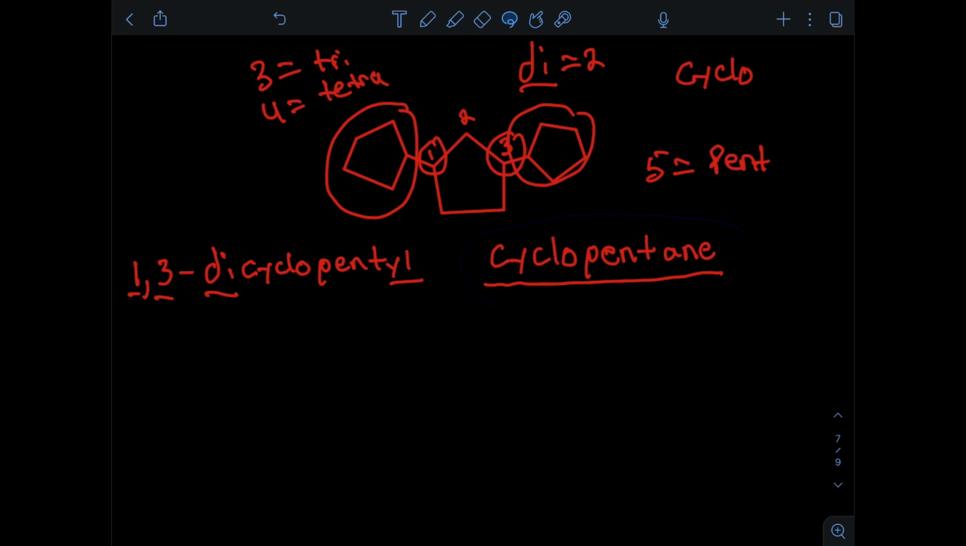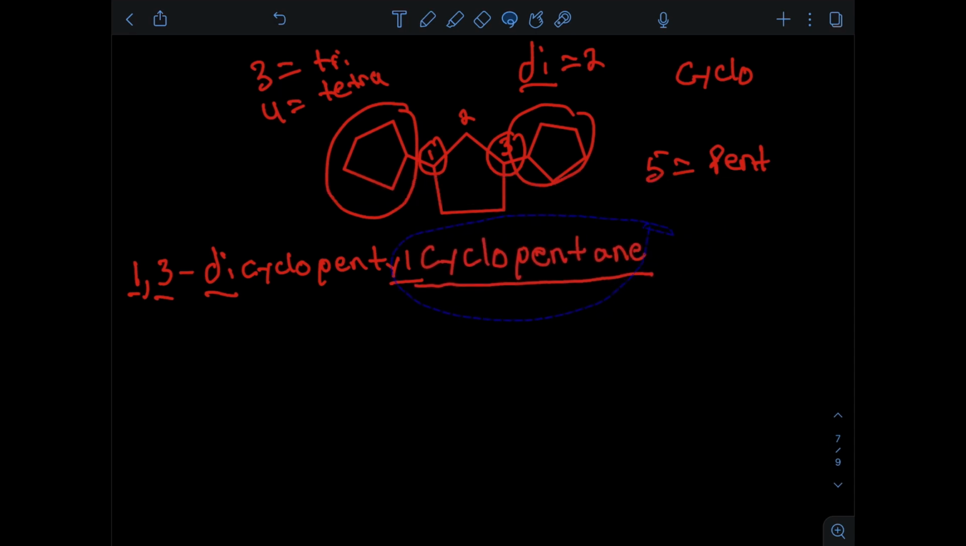And of course you want all this to be together like that. And there you have it. It's 1,3-dicyclopentyl cyclopentane.